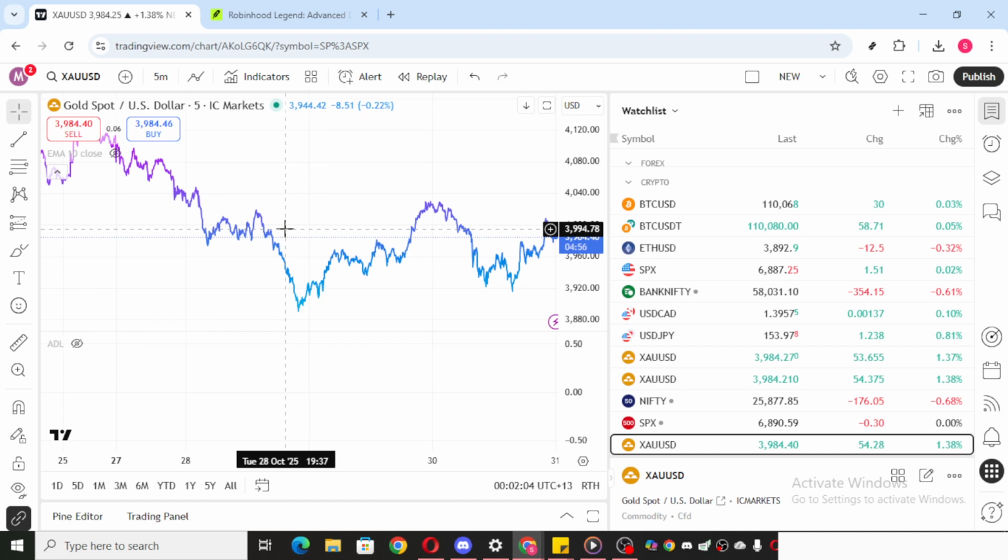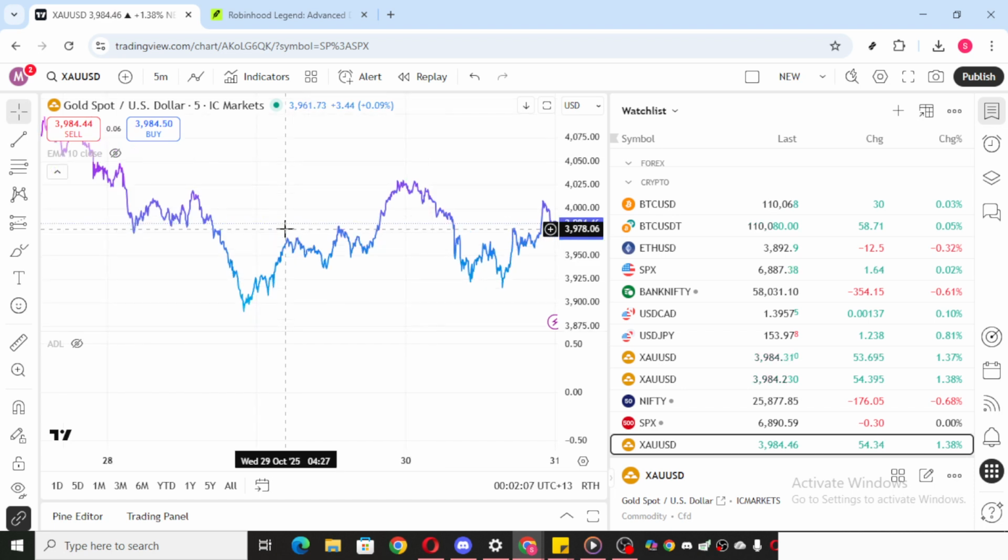Both platforms have their own strengths, so ultimately it depends on what aligns best with your trading strategy and portfolio goals. Hopefully, this breakdown has provided you with a clearer understanding of what Robinhood Legend and TradingView have to offer, enabling you to make a more informed decision.